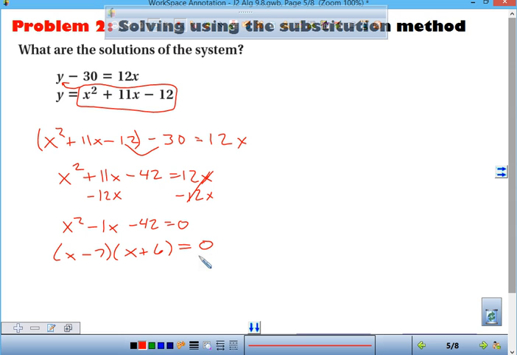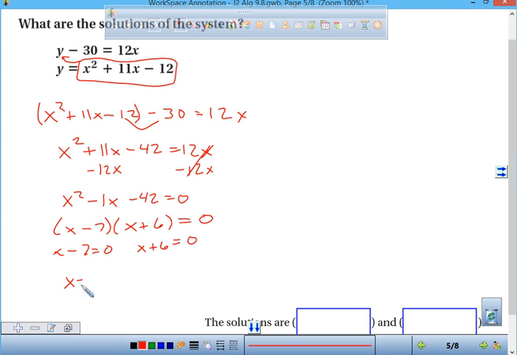Did I find my solutions yet? Yes. You have to make them both equal to 0. What property is that called? Good, zero product property. So I have x minus 7 equals 0, and x plus 6 equals 0. So we have x equals 7, and x equals -6. But we are not done. Why? We need ordered pair solutions, just like on this last page.